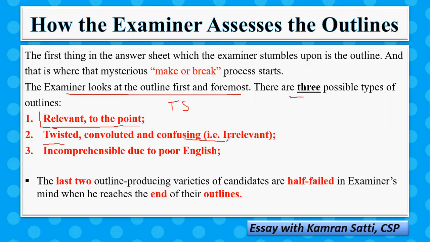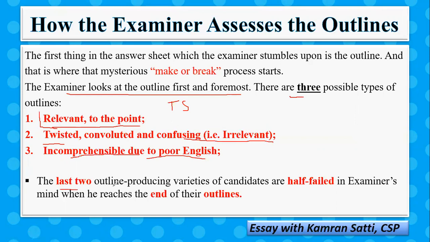In simple words, they are irrelevant. So the first category was those who write relevant outlines as per their thesis statement. Second, those who just go off the topic; they don't write what the topic requires. And the third category is of those whose outline the examiner just can't understand because of poor English. Of course, if you don't have a certain level of grip over the English language, you can't pass an essay, regardless of the fact that you have written a relevant thesis statement and a relevant outline.